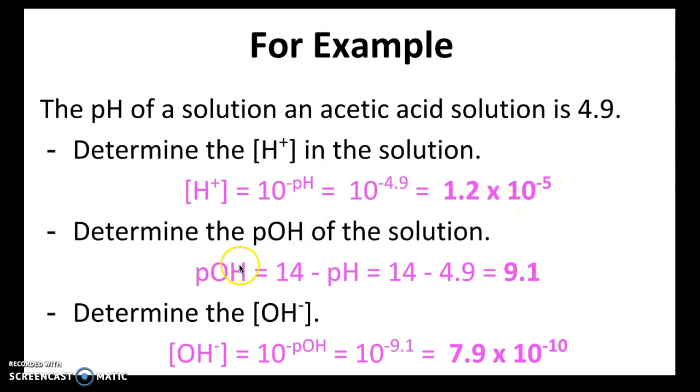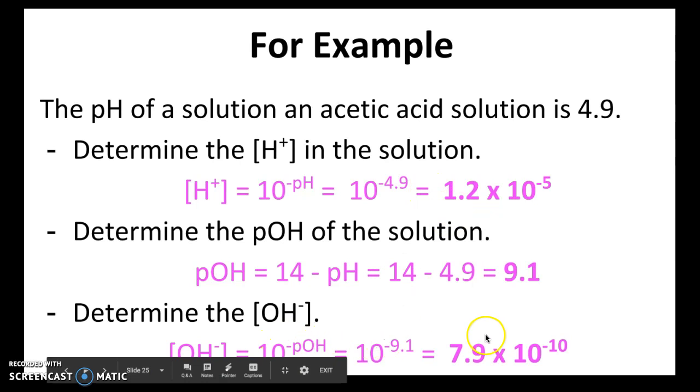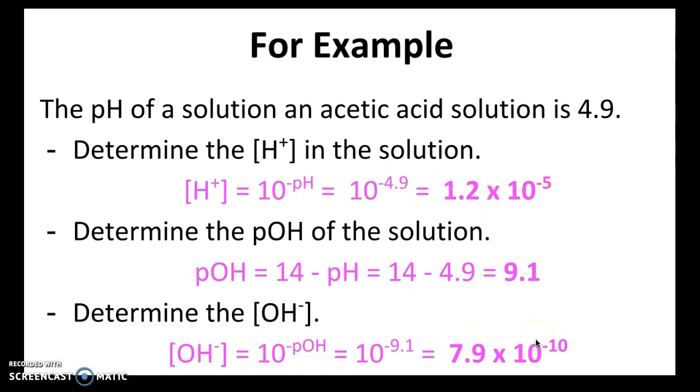For pOH, we use the relationship 14 equals pH plus pOH, and when I solve that for pOH, I get pOH equals 14 minus pH, and then it easily gives me a pOH of 9. And then finally, for the concentration of OH-, we do it the same way we did for the concentration of H+. 10 to the negative pOH gives you the concentration of OH-.